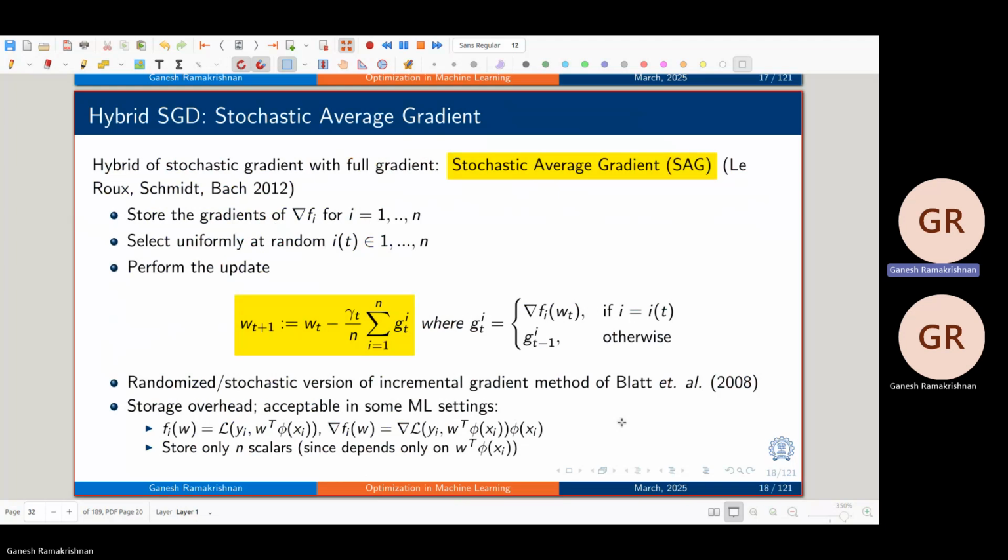You may say this is good, right? Because this is getting you towards a full update. The only thing is I'm making change only for that one point based on the current iterate. All others remain from the previous iterate. Is it clear?